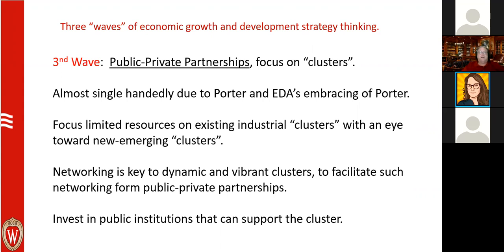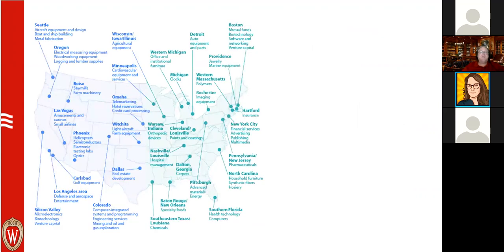Now, where are different economic clusters? This is something that came out of Michael Porter's group at Harvard University. I think one of the reasons that Porter had such a strong influence is that he was a Harvard economist, and that carries a certain amount of weight. But you can see that there are various clusters around different places. Computer integrated systems and programming engineering is in Colorado. Las Vegas, amusement and casinos and small airlines. You can look, Wisconsin, Iowa, agricultural equipment. These are examples of different industries that have popped out.